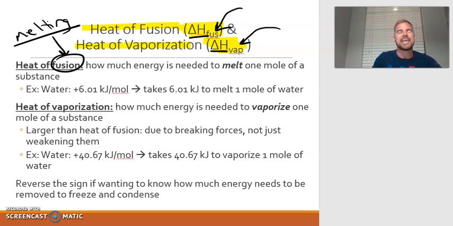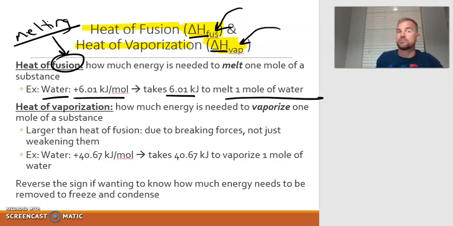So what is a heat of fusion? It is the amount of energy needed to melt 1 mole of a particular substance. Every compound has its own heat of fusion, and it also has its own heat of vaporization. You can look these values up in the back of a textbook or online. So if I were to look up water's heat of fusion, I would get 6.01 kilojoules per mole. What that means is it takes 6.01 kilojoules of energy to melt 1 mole of water.